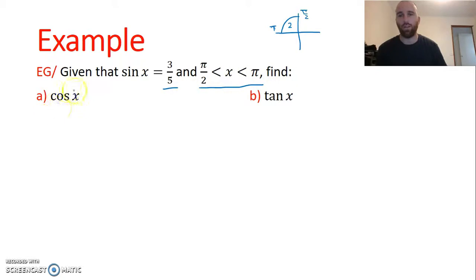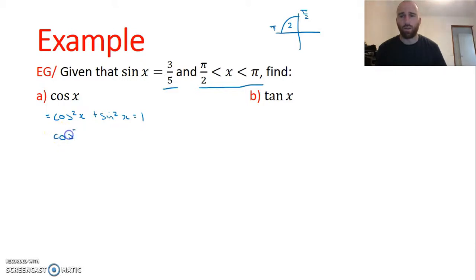I'm trying to find what cos of x is equal to. So what I'm going to do is write the Pythag identity: cos squared of x plus sine squared of x equals 1. So what values do I know? I know sine. I don't know cos. That's what I'm trying to find out.